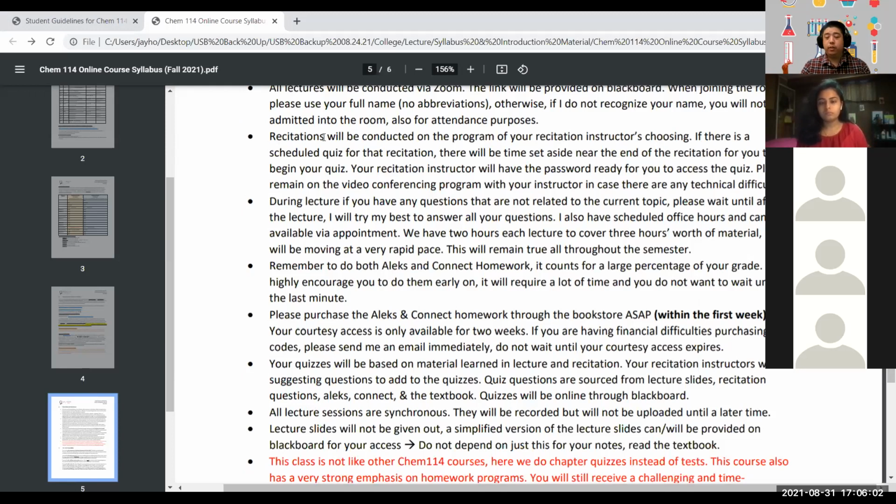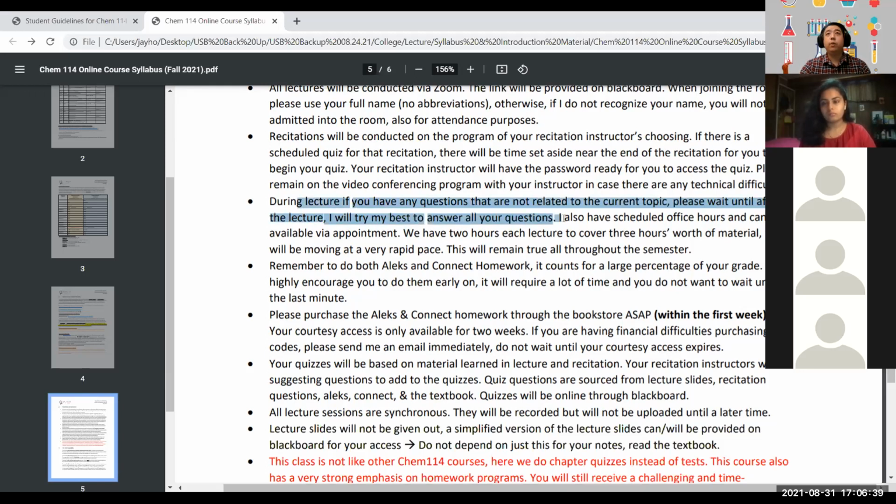Recitations are obviously conducted with your recitation instructor based on the program they choose. Your quizzes will be given at the end of recitation. Your recitation instructor will give you the password for that quiz. And for those that can't make it for those particular days, if we talked about it in advance, I will set up a time and give you a particular password just for that quiz. Okay? And once again, if you can't make it for a quiz, if you tell me in advance, not like the day before, but like right now, then I can adjust and try to accommodate you for that. Usually you take it within that week. Okay?